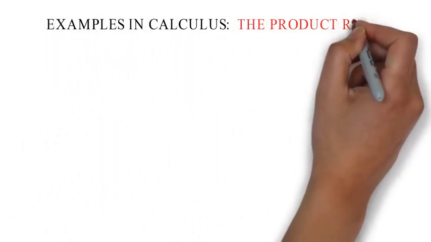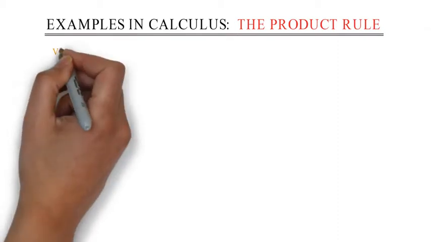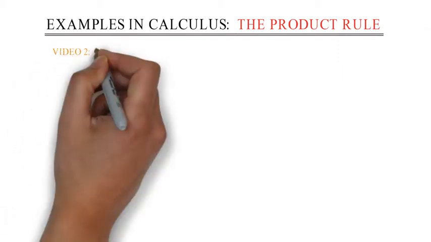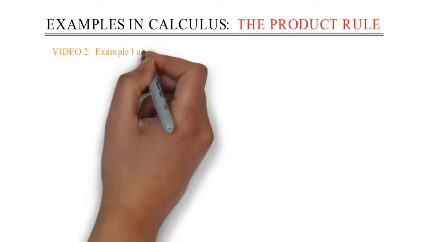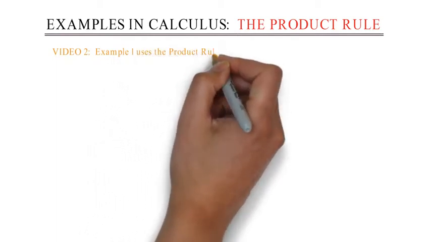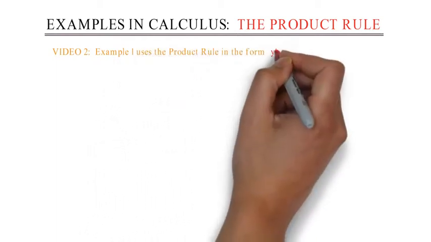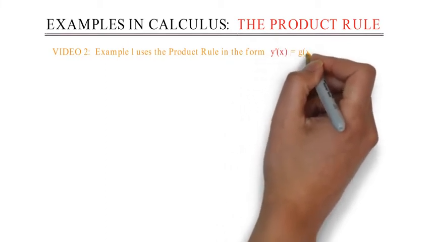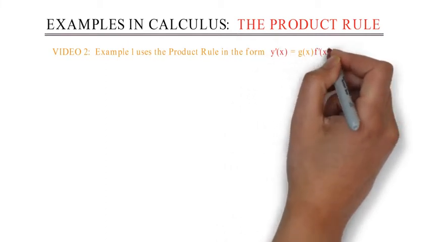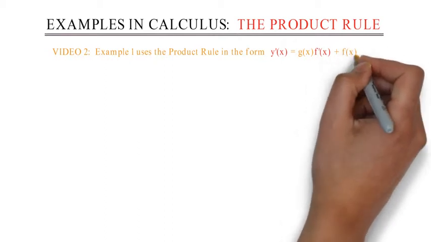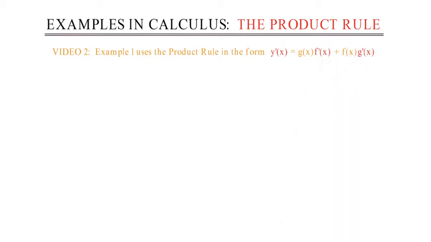Examples in calculus, the product rule. This is video 2. Example 1 uses the product rule in the form y'(x) equals g(x) times f'(x) plus f(x) times g'(x).